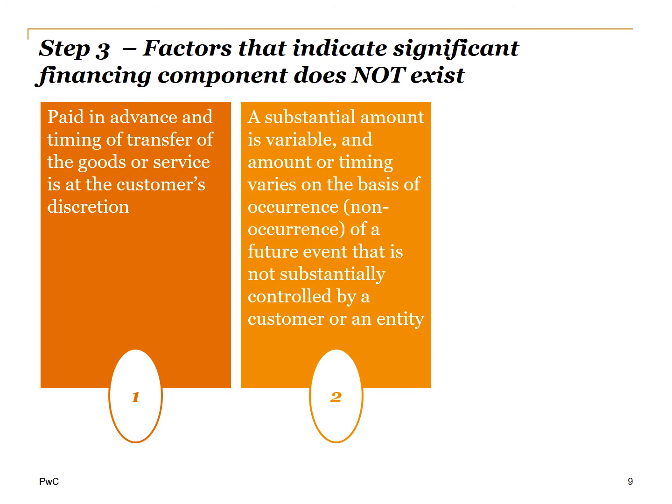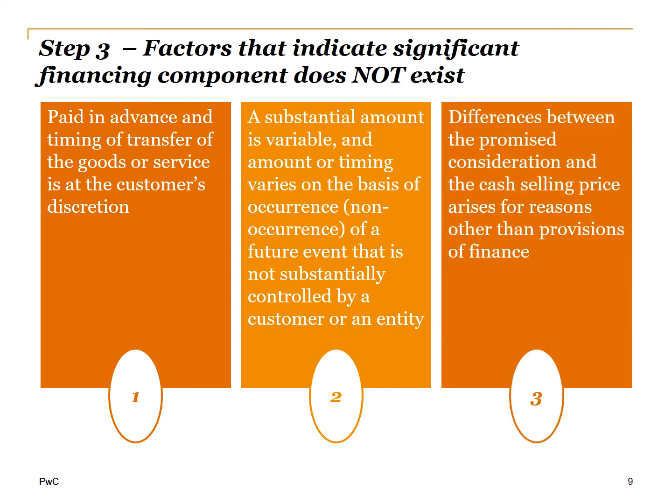A substantial amount of the consideration promised by the customer is variable, and the amount or timing of that consideration varies on the basis of the occurrence or non-occurrence of a future event that is not substantially within the control of the customer or the entity. An example would be if the consideration is a sales-based royalty.